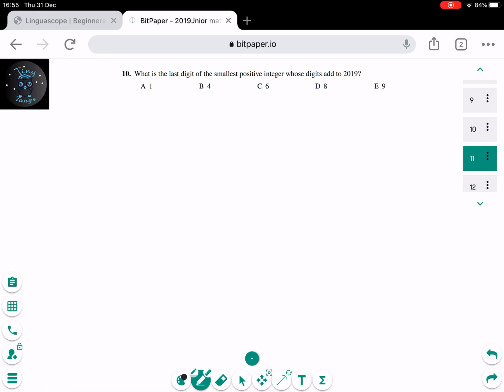Next question. It asks, what is the last digit of the smallest positive integer whose digits add to 2019? The smallest positive integer needs the least number of digits. So we can do this by including as many 9s as we can in the final number.